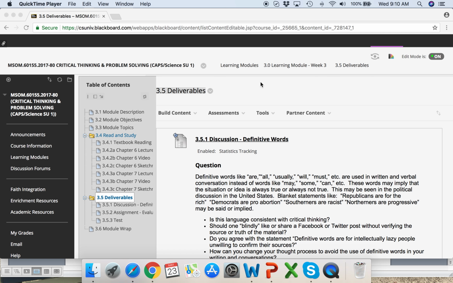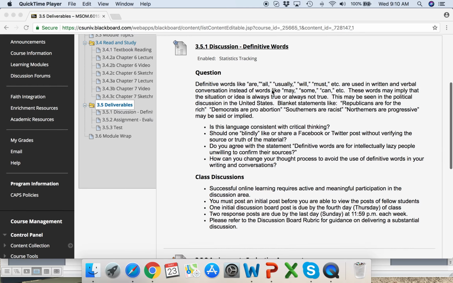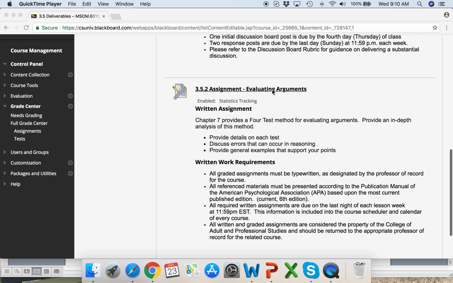What I wanted to do is do this using the Module 3 assignment that you're going to be working on this week. The Module 3 written assignment has you look at Chapter 7. Chapter 7 provides a 4-test method for evaluating arguments. What I want you to do is provide an in-depth analysis of that method. In addition to details on each one of the tests, there's another thing here that says discuss errors that can occur in reasoning. So there are two main components you're going to be focusing on this week: errors in reasoning, and this 4-test method.